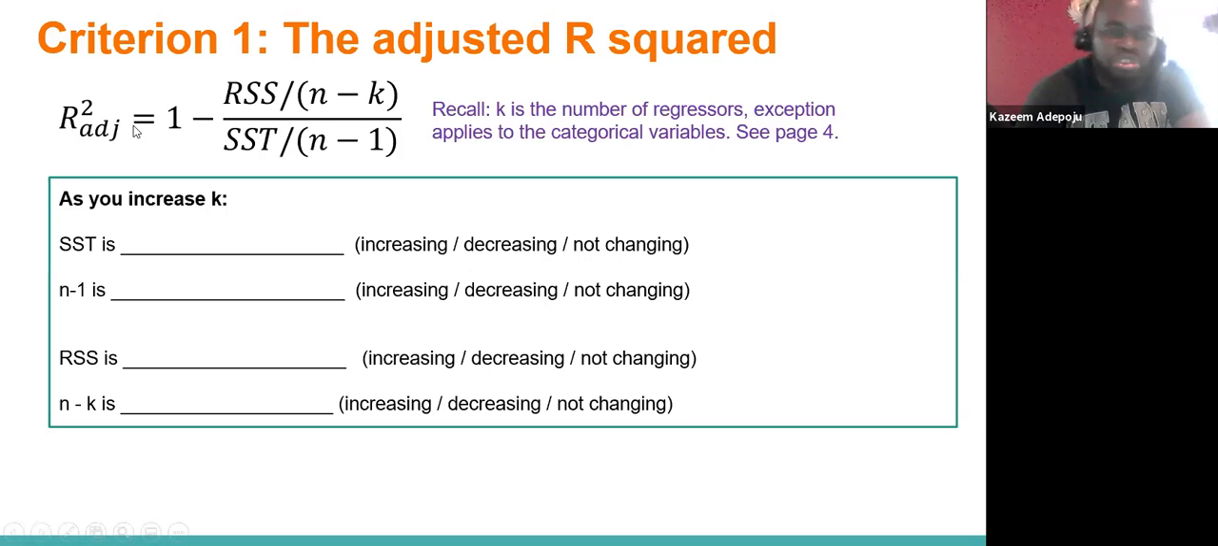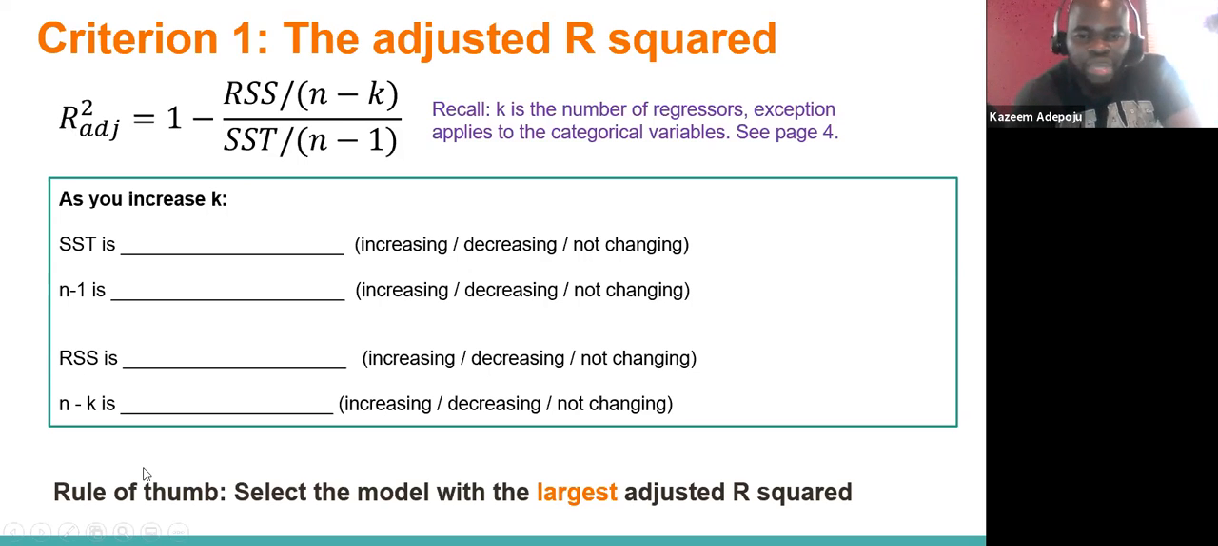But how do you compute adjusted R squared manually? If you want to compute it manually, of course, you need the value of the residual sum of squares, and you need the total sum of squares. And you need the number of observations, and you need the number of regressors. So this is the formula right here.